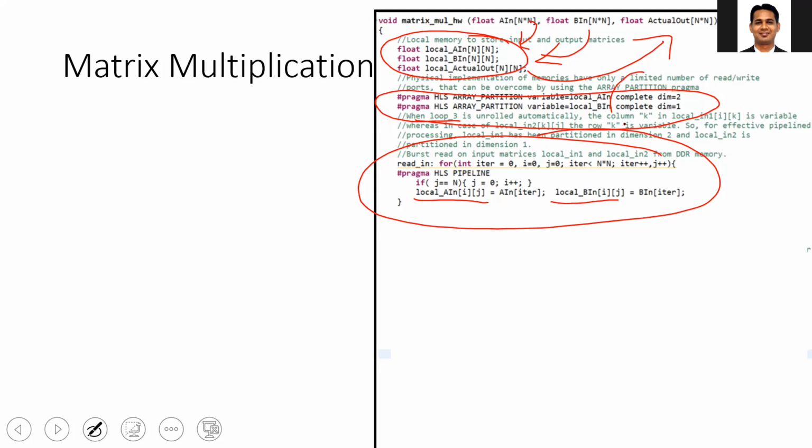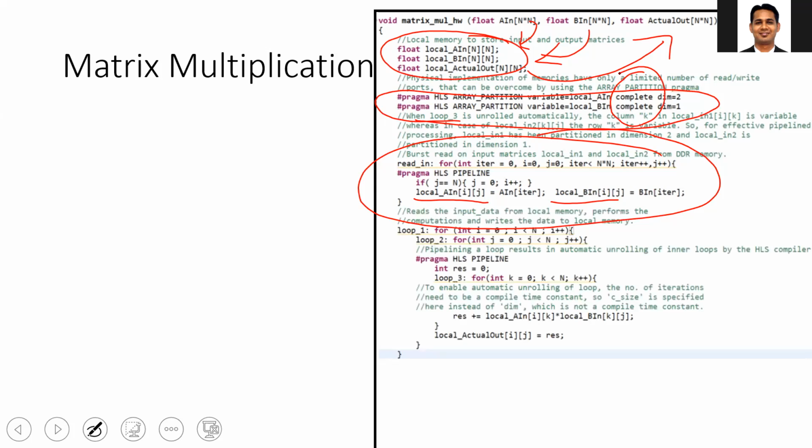And you need to understand I'm doing the complete partitioning. That means all the row data of A, that is the first row of A or the second row of A or the third row of A, can be loaded simultaneously. Similarly, all the columns of B can be read or written simultaneously. Okay. So that's what I'm doing here.